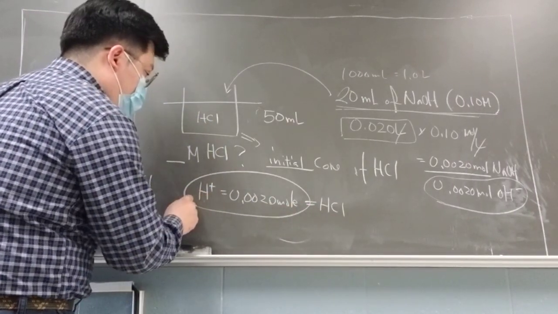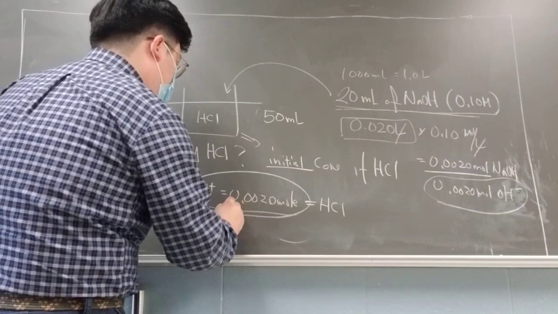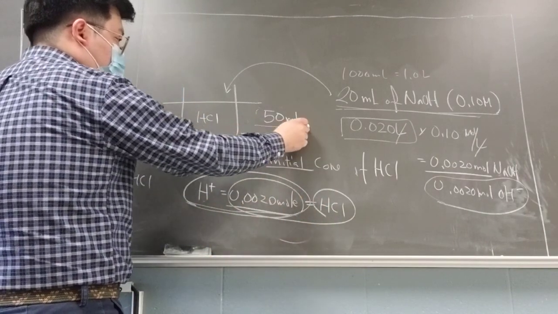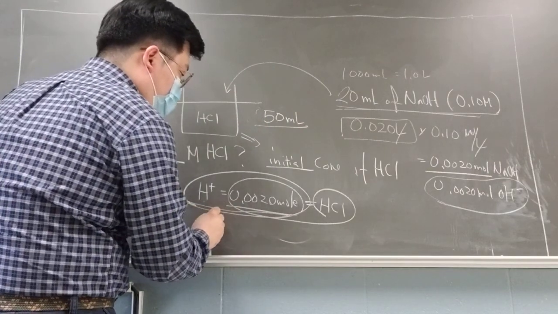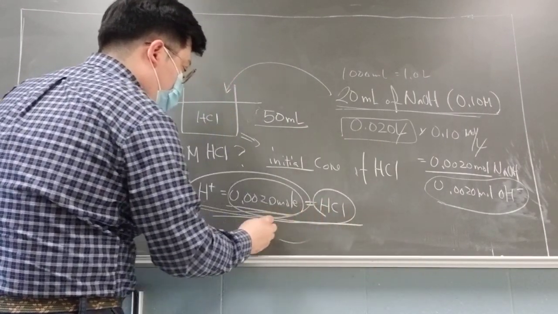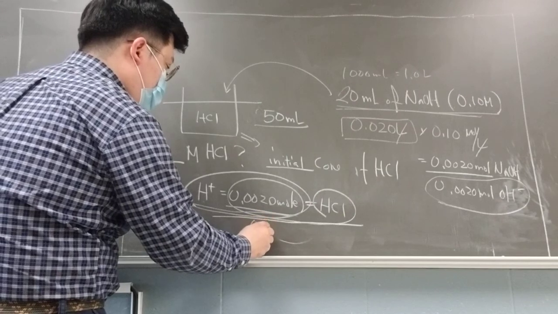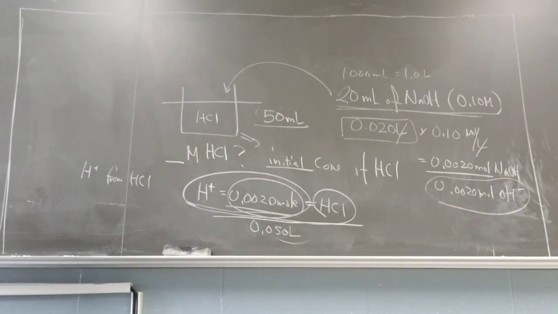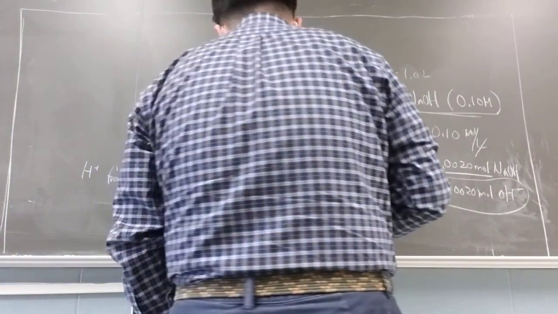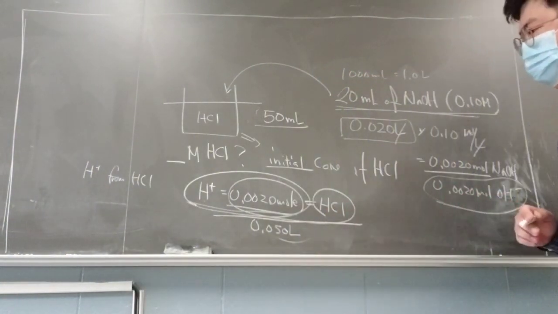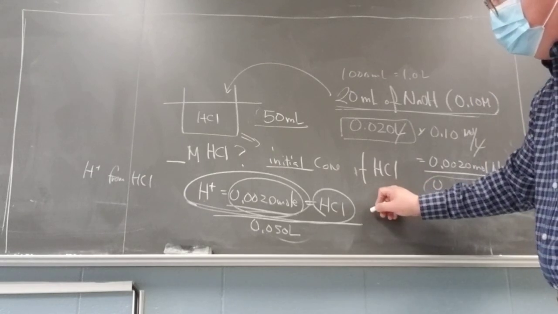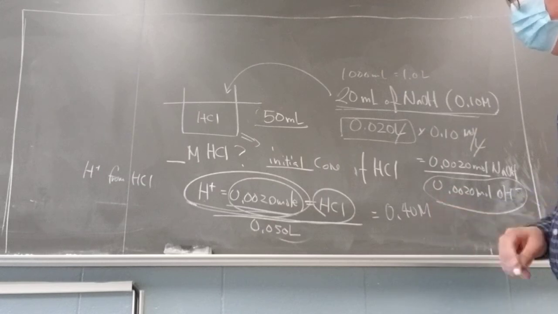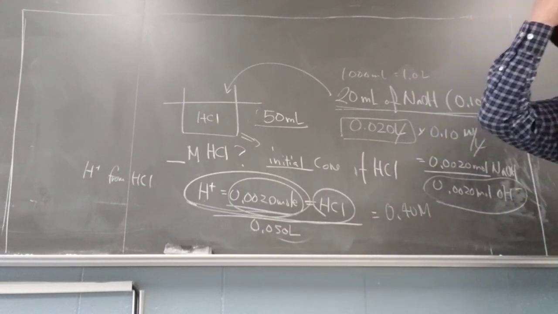So if that is the case, we can assume this many moles of HCl were initially in 40 mL. So we're going to divide this by 0.04 liters of it. That will be approximately 0.05 molar. So that makes sense, right?